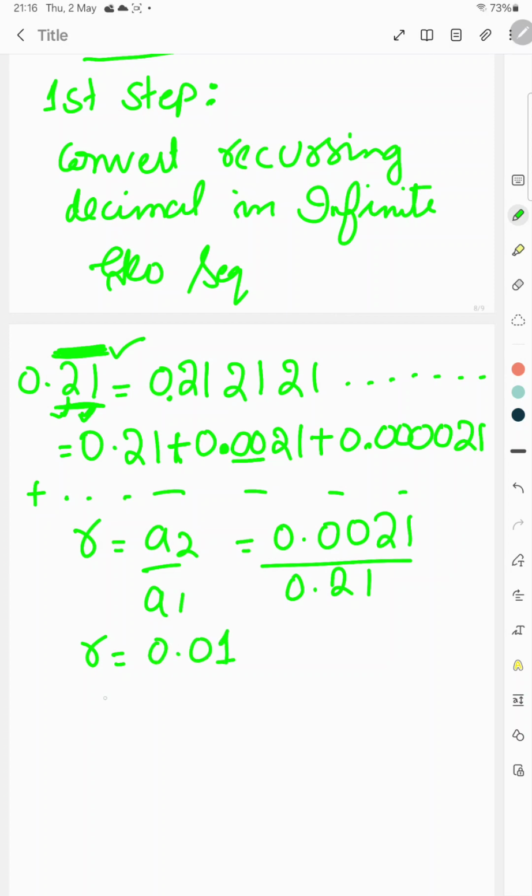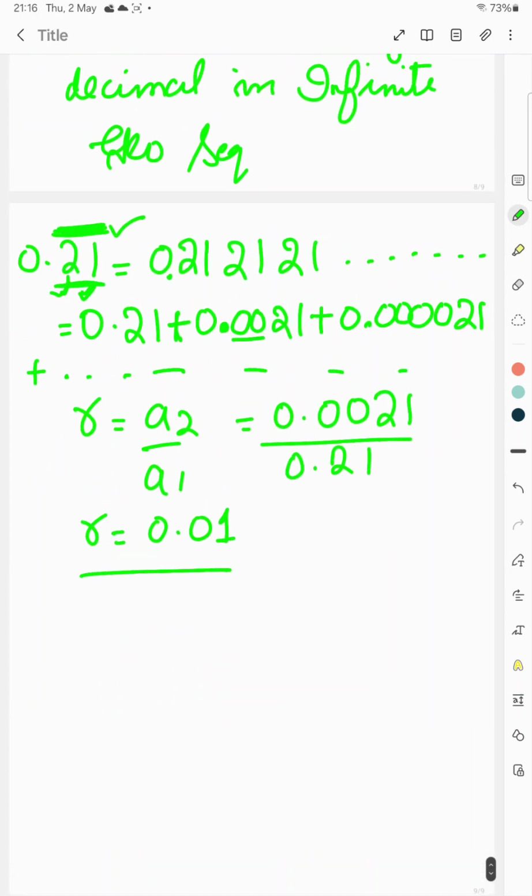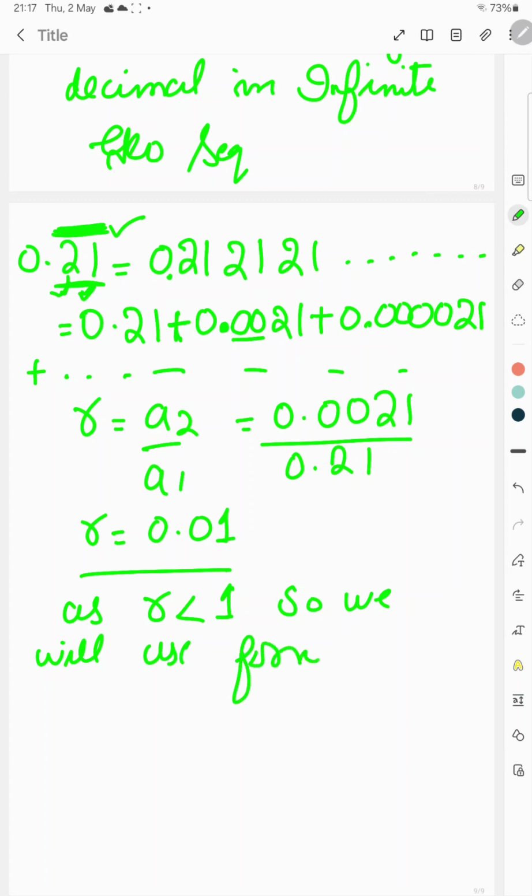Now students, as you can see, 0.01 is less than 1, so you are able to use the sum of infinite geometric sequence formula. If the value of r was greater than 1, then you would not be able to solve the question with the help of the sum of infinite geometric sequence formula. So as the r value is less than 1, we will use the formula, and the formula is S infinity equals a1 over 1 minus r.